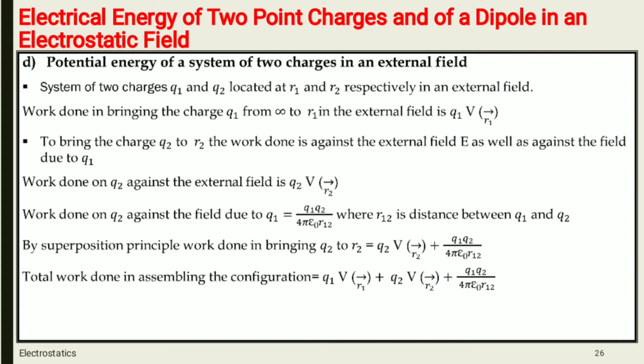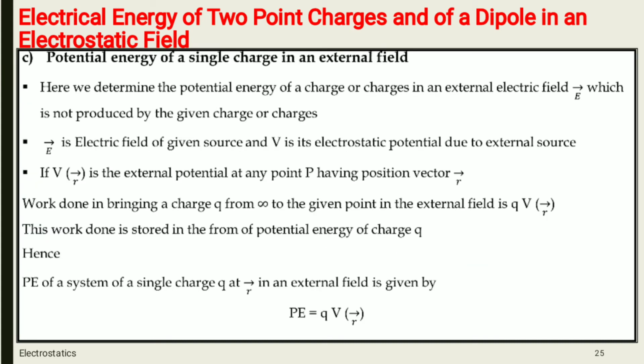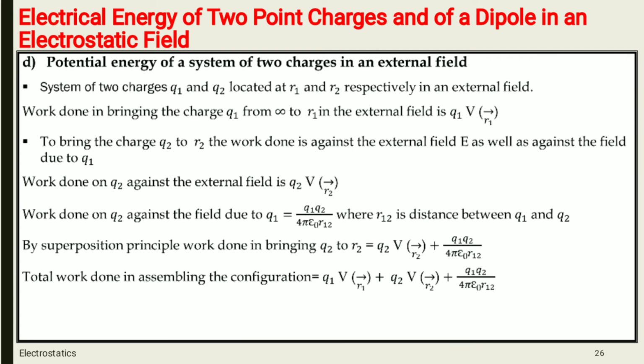Now work done in bringing the charge Q1 from infinity to R1 in an external field is Q1 V(R1), which we have discussed here. That is, work done क्या होगा, Q into V(R). Here only one single charge we have taken, so there is a Q into V(R). Right now we are going to take two charges, so Q1 V(R1).